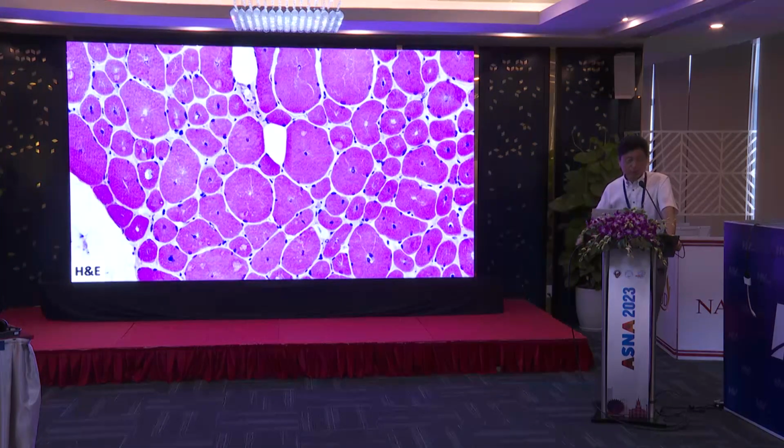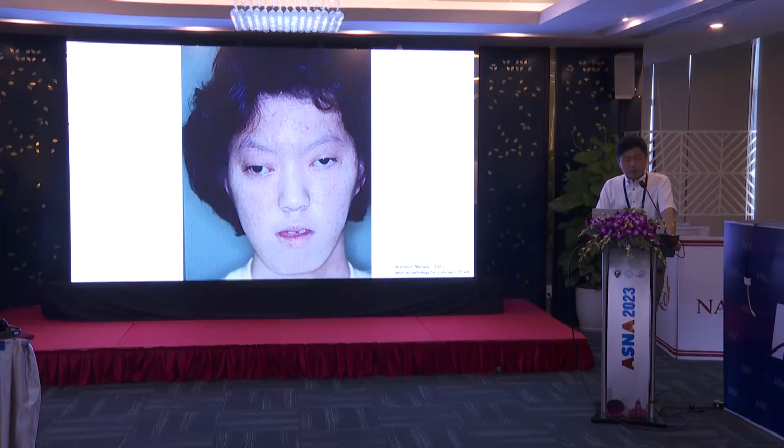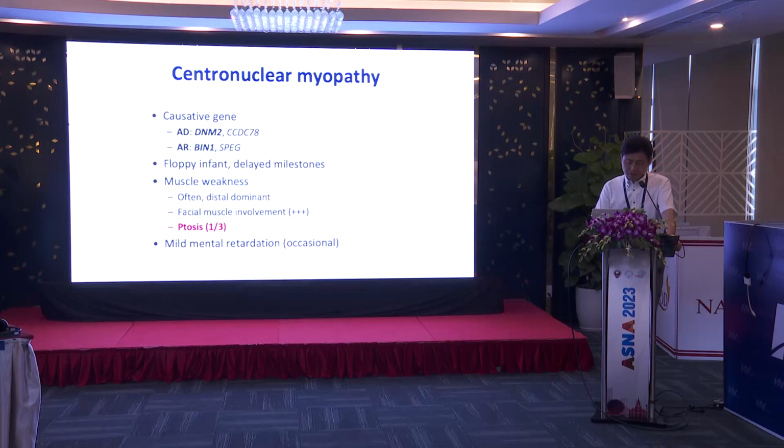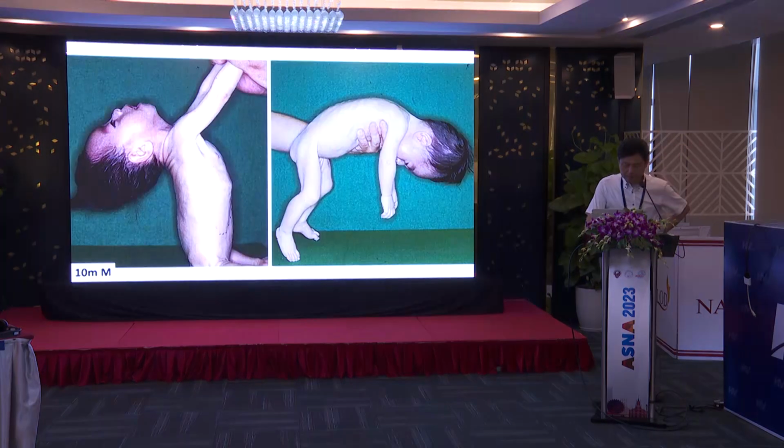This one is another congenital myopathy. You can see a lot of muscle fibers with centrally placed nuclei. So this is called central nuclear myopathy. In central nuclear myopathy, for some reason, a significant number of patients have ptosis and ophthalmoplegia like this, about one third of patients. Okay, I won't go into the detail, but this is central nuclear myopathy.